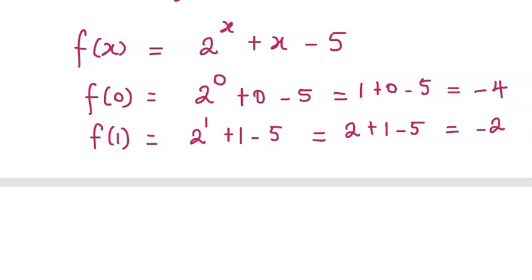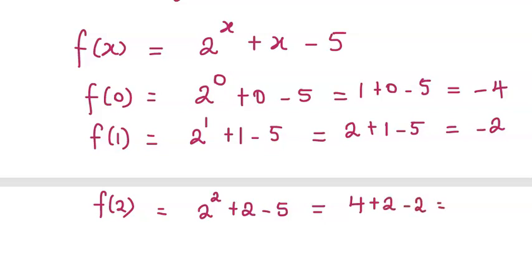So let's check f of 2, right? f of 2 is going to be equal to 2 raised to the power of 2 plus 2 minus 5. So this is equal to 2 to the power of 2, which is 4, plus 2, then minus 5. So obviously this is equal to 6 minus 5. Sorry for that. So we have 6 minus 5, which is equal to 1.